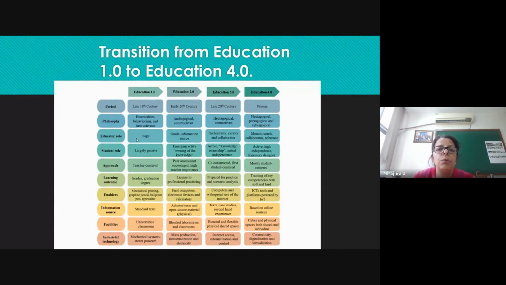But with the transition, if you see Education 2.0, the role changed to a guide and an information source. Then we became collaborators, orchestrators. And today in Education 4.0, a faculty member is a mentor, coach, collaborator, as well as a point of reference. Students' role was largely passive during Education 1.0, but in 2.0 they started having knowledge. In Education 3.0, they have knowledge ownership, and today they are very active, independent, and self-directed.